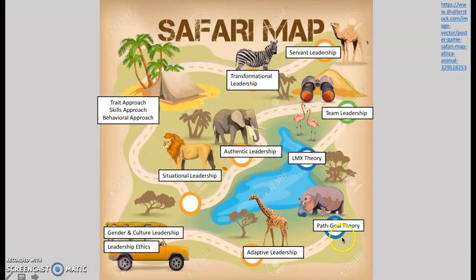Next is the hippo with path-goal theory. The goal of this theory is to motivate and influence the follower using directive, supportive, participative, or achievement-oriented behaviors based on the follower and the task or environment. I think this theory is very similar to situational leadership with the directive and supportive behaviors, and I view this more as a leadership framework with guidelines of how to lead rather than a leadership style.